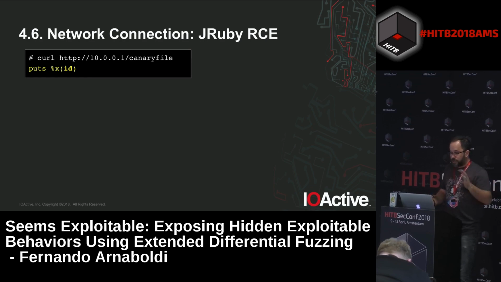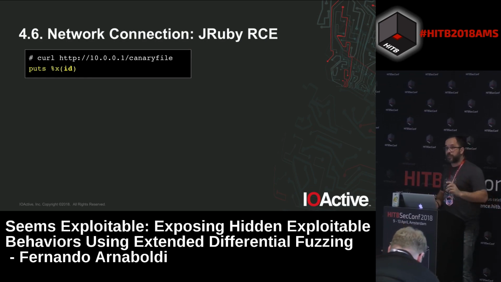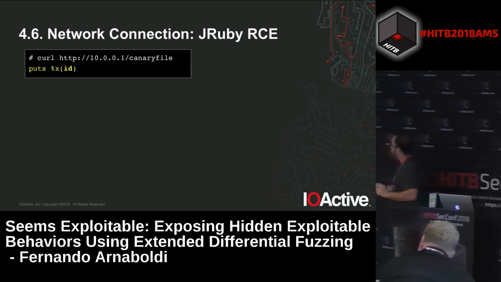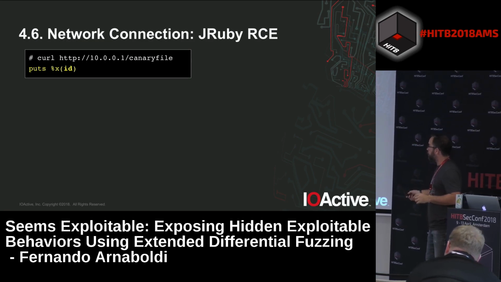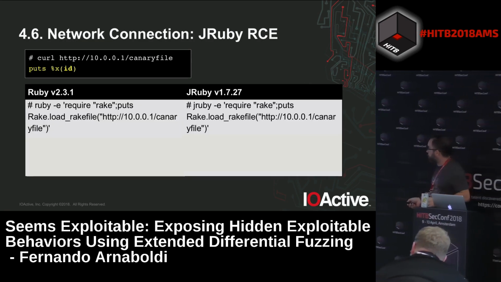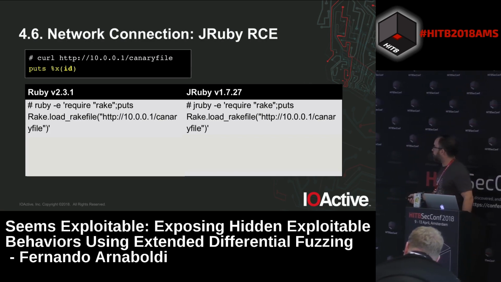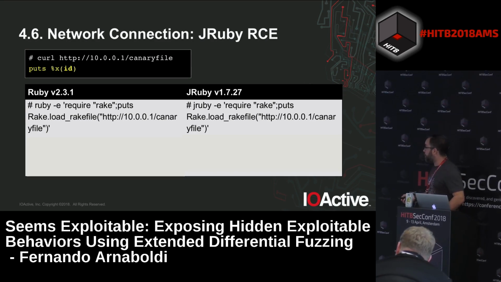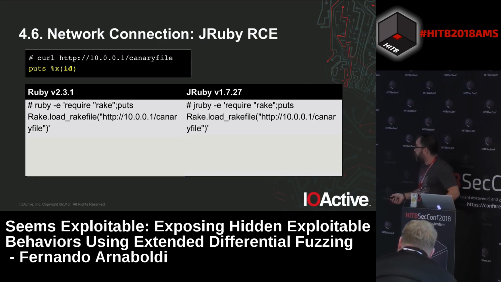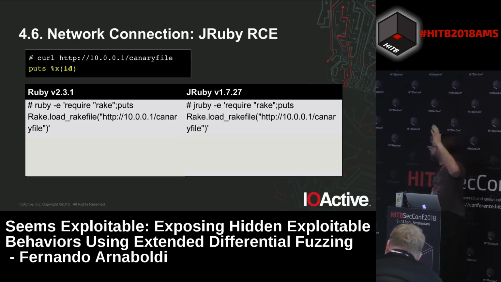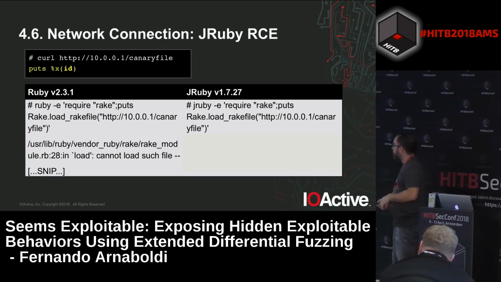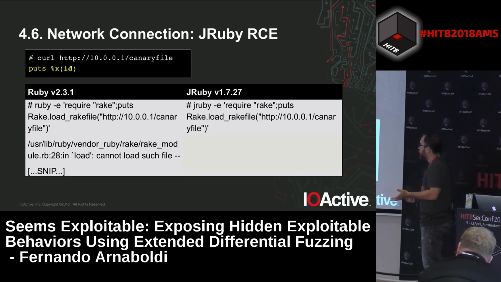JRuby has a remote code execution in one of its versions, only one. If you request a canary file that I put at this IP address that executes this command, id, this is what's going to happen. There is a load rec file functionality that loads a file with Ruby commands. In here, I'm putting a remote file, but it shouldn't work like that. If you read the documentation, it says load rec file should load a local file. So this is impossible. This cannot work.